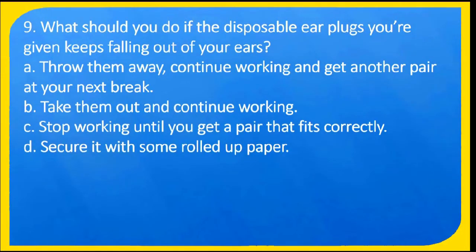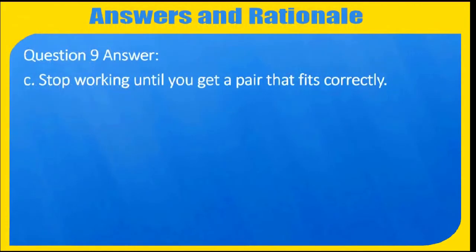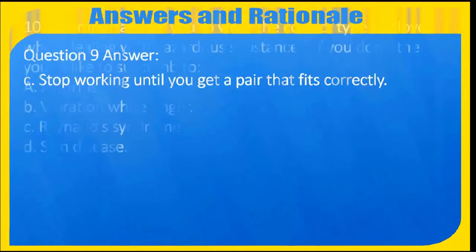Question 9. What should you do if the disposable earplugs you're given keep falling out of your ears? A. Throw them away, continue working and get another pair at your next break. B. Take them out and continue working. C. Stop working until you get a pair that fits correctly. D. Secure it with some rolled up paper. Question 9. Answer. C. Stop working until you get a pair that fits correctly.